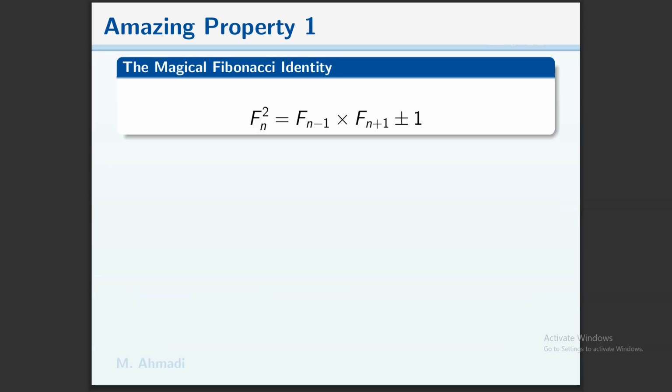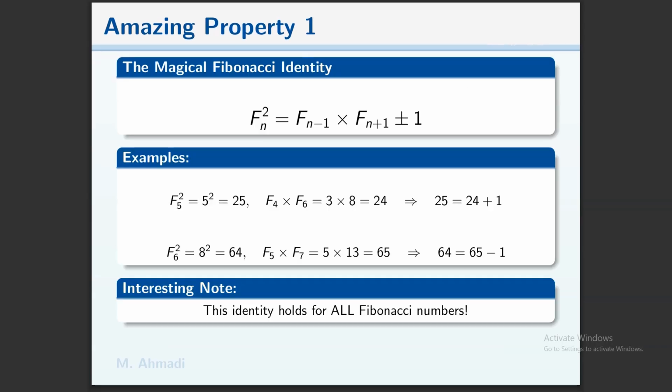So, first, we investigate the first property, the magic called the Fibonacci identity. Fn squared equals Fn minus 1 times Fn plus 1, plus or minus 1. For example, F5 squared is 5 squared, which equals 25, and F4 times F6 equals 3 times 8, which equals 24. Then 25 equals 24 plus 1.